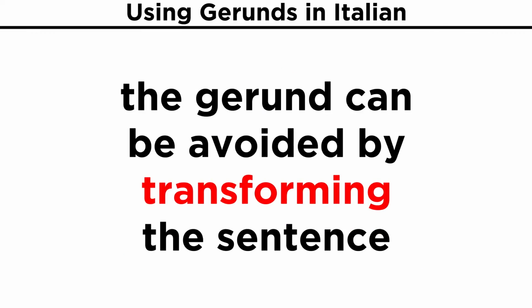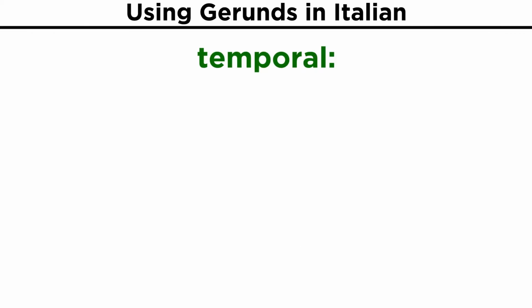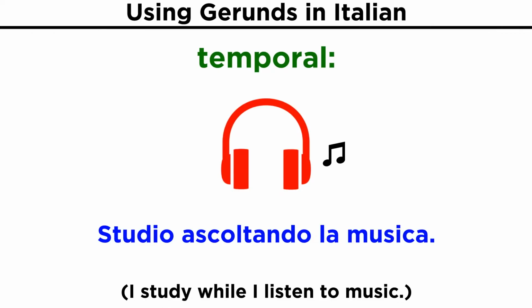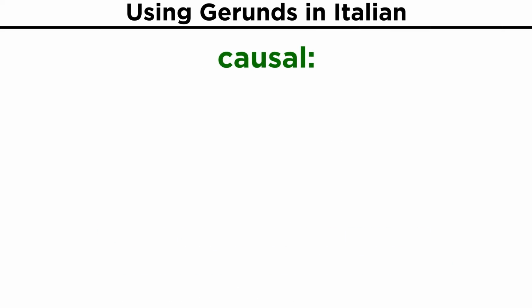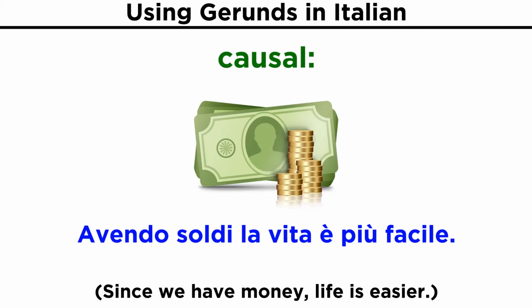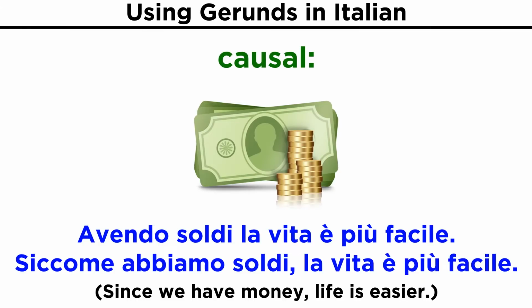Of course, if you really dislike this tense, the gerund can be easily avoided by transforming the sentence. For the temporal, studio ascoltando la musica. Studio mentre ascolto la musica. For the causal, avendo soldi la vita è più facile. Siccome abbiamo soldi, la vita è più facile.